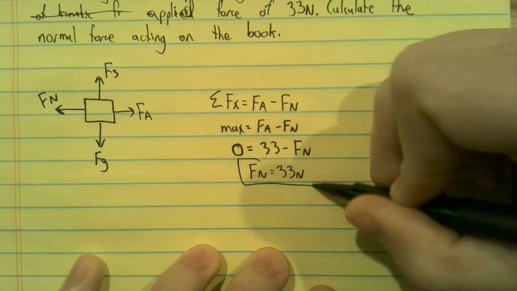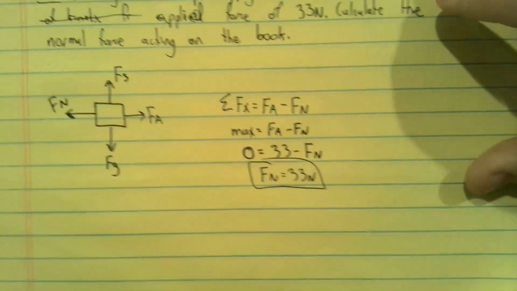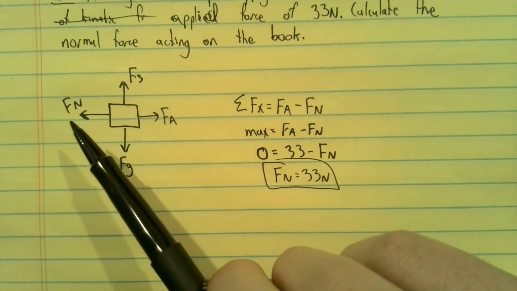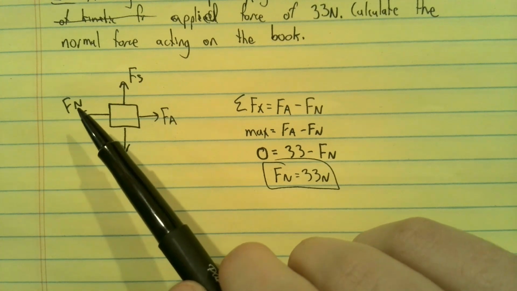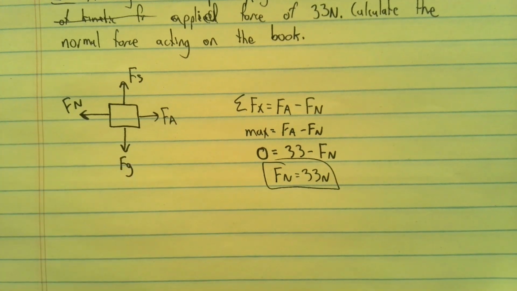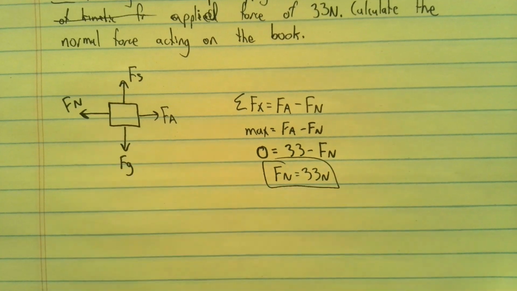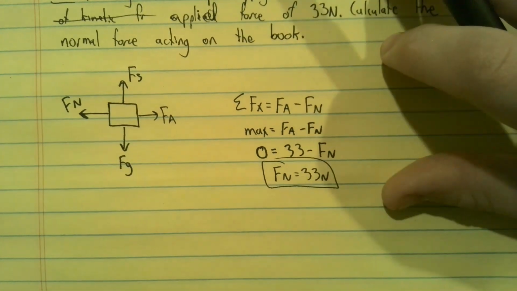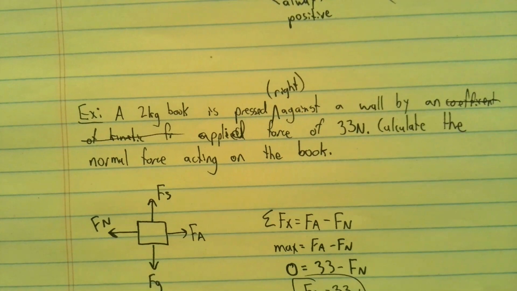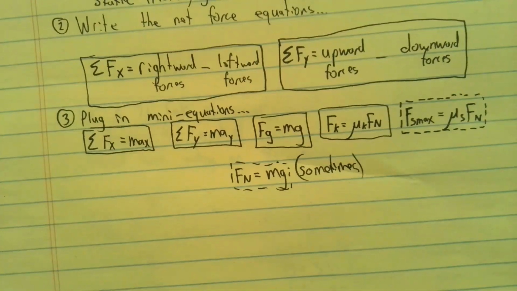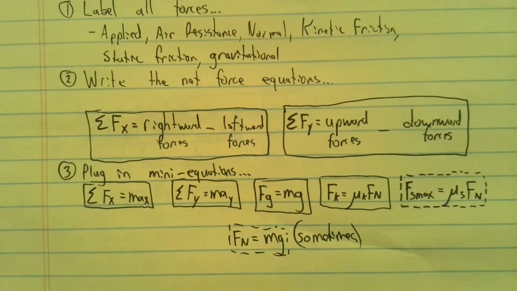So the point is, all I wanted to show you in this is Fn is not always up. And Fn is always going to be some sort of balance. So in this case, it balances Fa. So this one kind of goes beyond the 3 steps. So try to focus on the 3 steps.